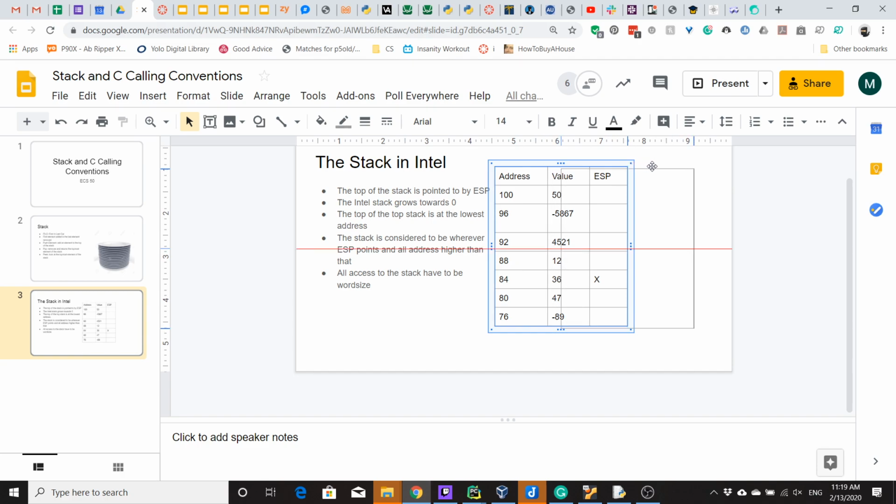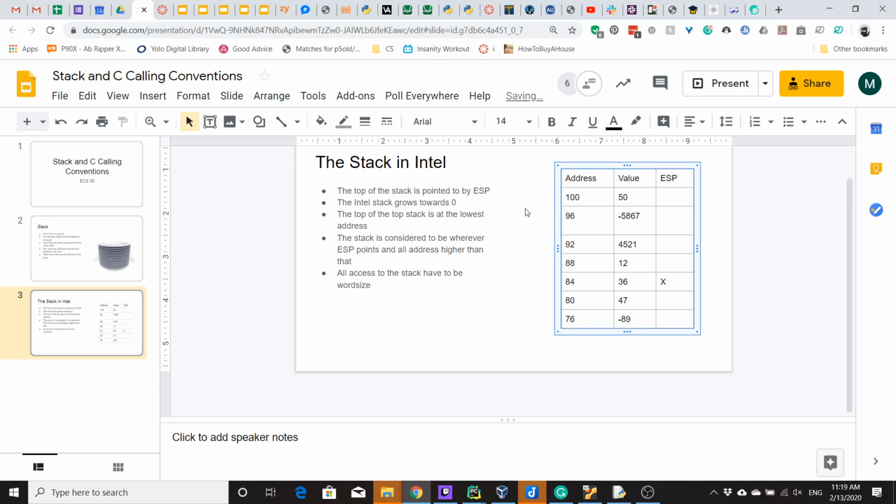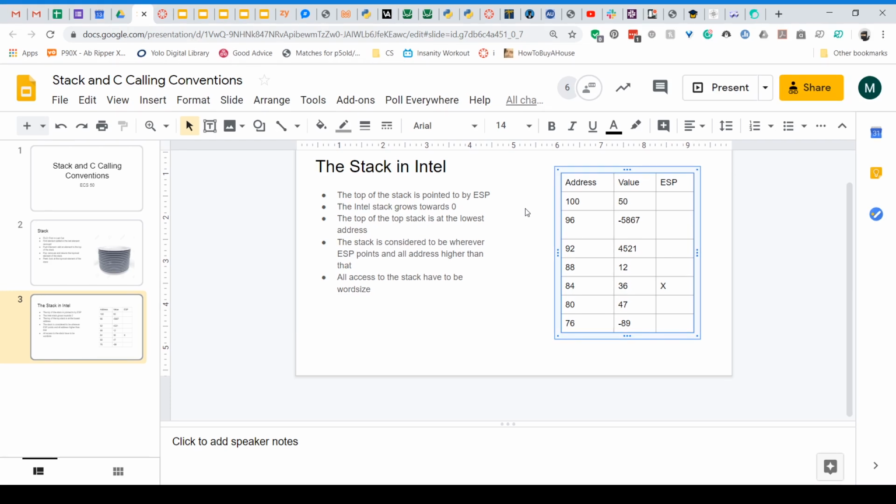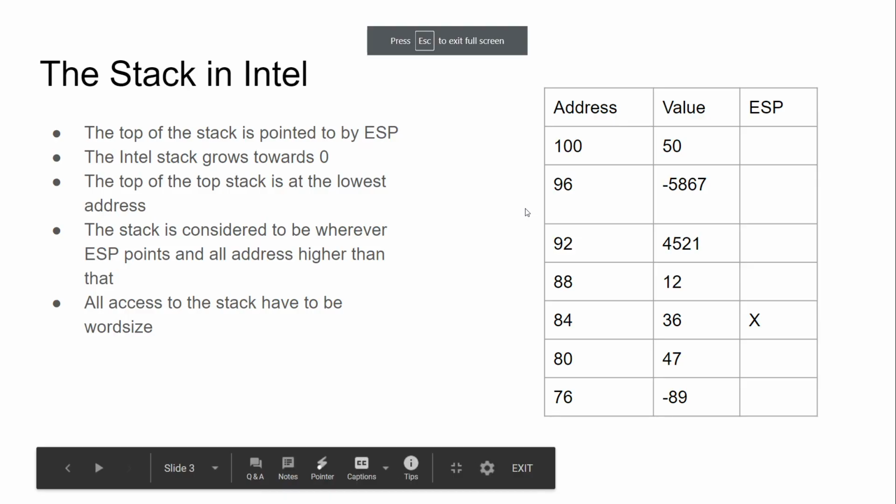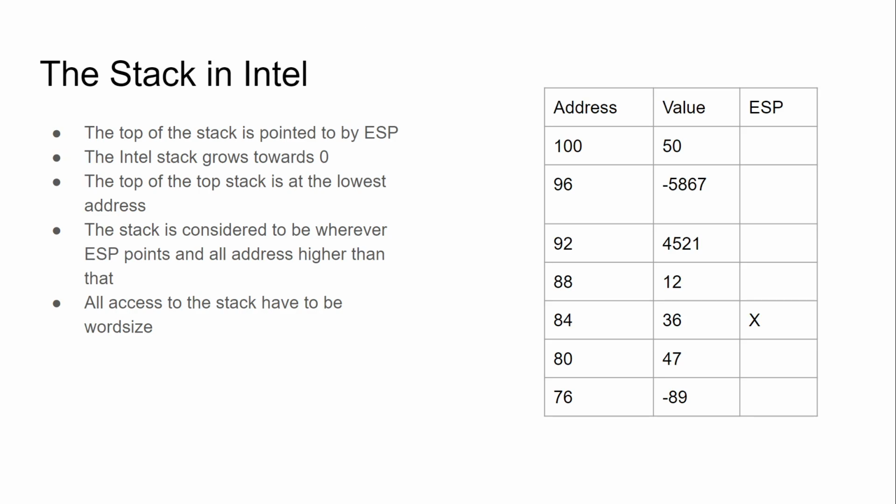So first question is, what value does ESP have right now? 84. Yeah, it has 84, right? Because it's pointing to the top of the stack. Which element is considered to be on the top of the stack? 36. And what is considered to be the entire stack right now? 76 to 84. Not 76 through 84.